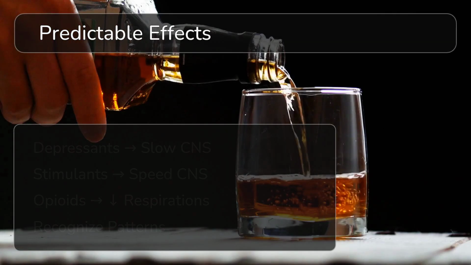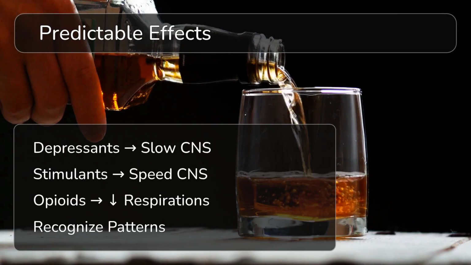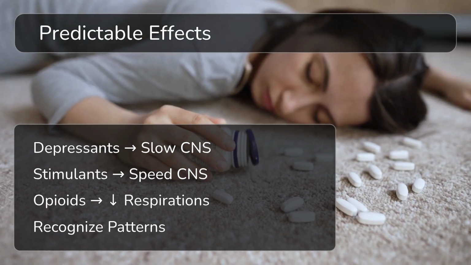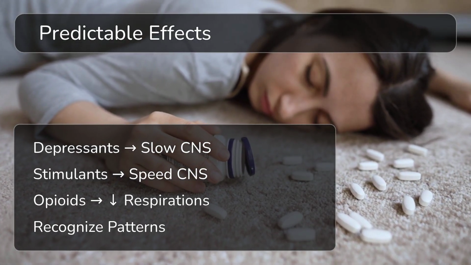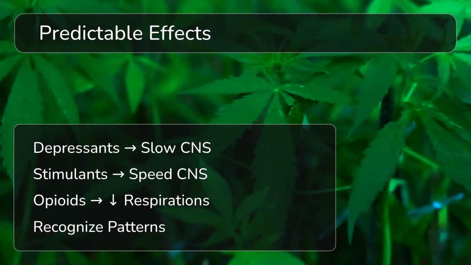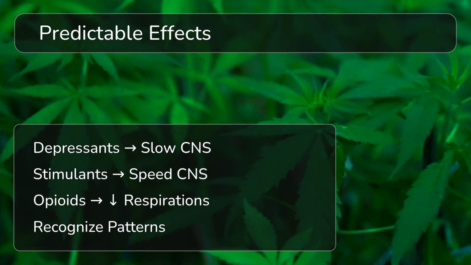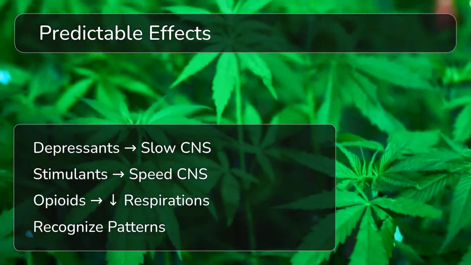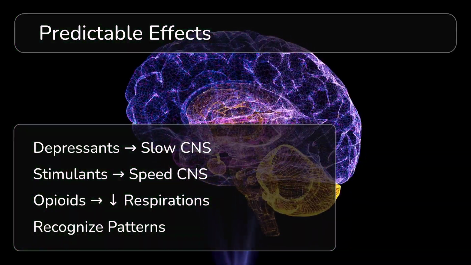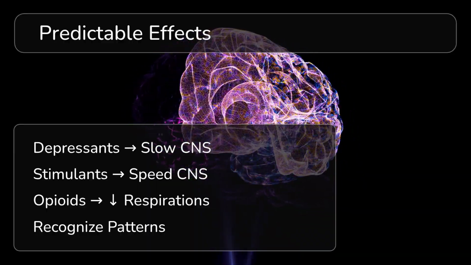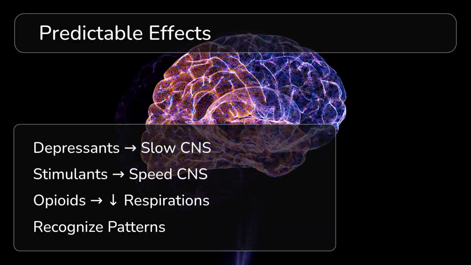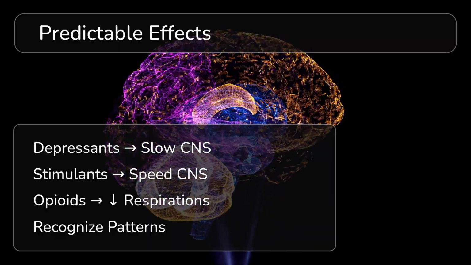Substances affect the brain in predictable ways. Depressants like alcohol and benzodiazepines slow the central nervous system. Opioids slow breathing and reduce pain perception. Stimulants increase heart rate, blood pressure, and alertness. Cannabis affects perception and concentration. Hallucinogens distort sensory experience. As nurses, understanding these patterns helps you anticipate what you are seeing clinically. If someone has slow respirations and pinpoint pupils, think opioid intoxication. If someone is tremulous, hypertensive, and agitated after stopping alcohol, think withdrawal.